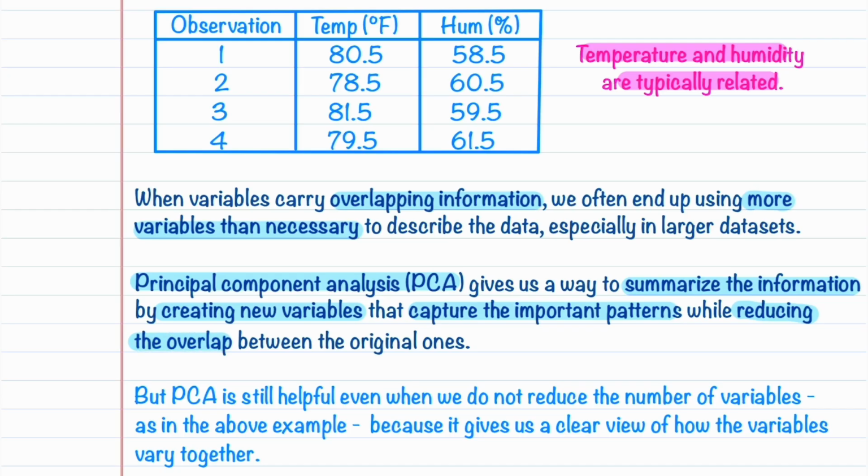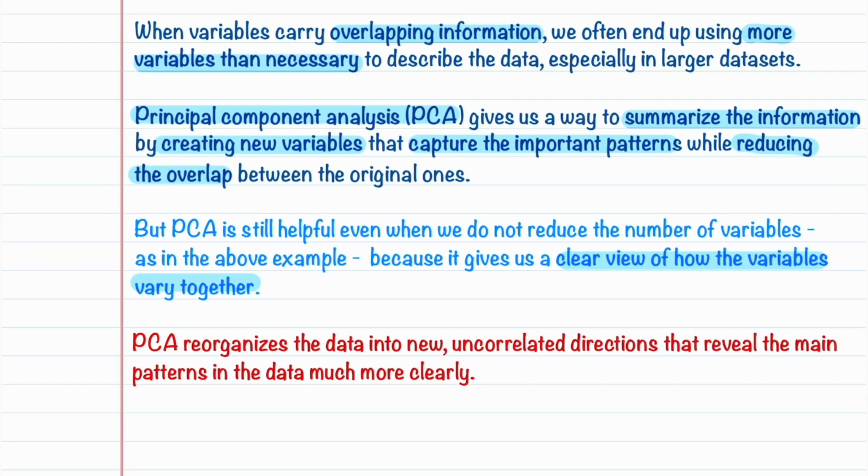PCA is still helpful even when we don't reduce the number of variables, such as in the example with temperature and humidity, because it gives us a clear view of how the variables vary together. PCA essentially reorganizes the data into new, uncorrelated directions that reveal the main patterns in the data much more clearly.